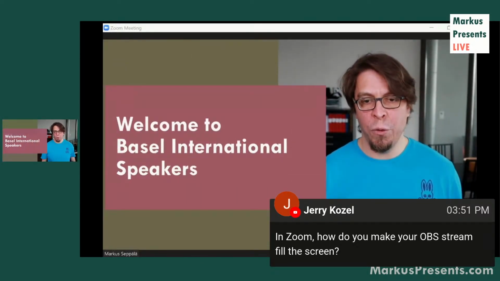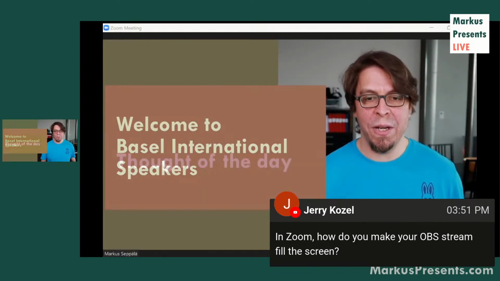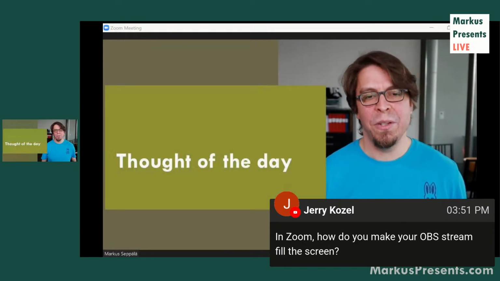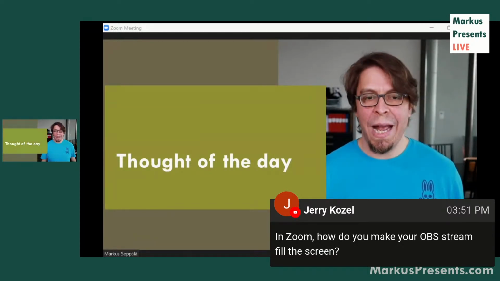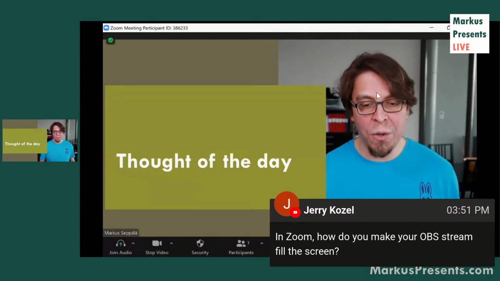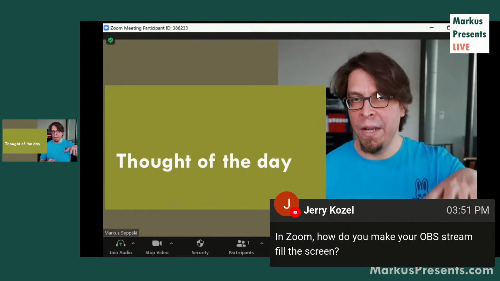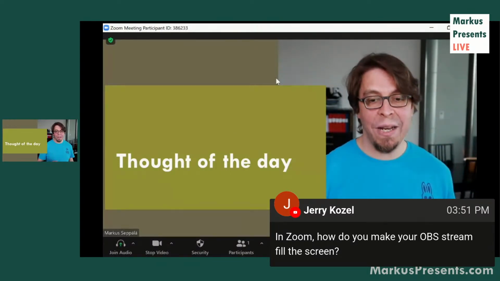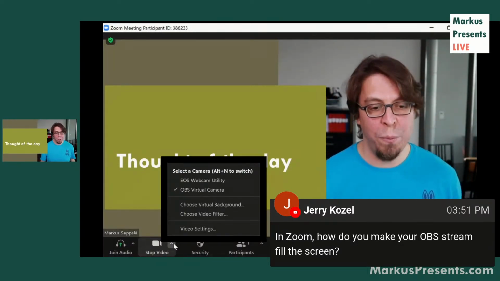And so the idea here is that if I make a change in OBS, let's say I change from this webcam-only view to this 50-50 view, as soon as I make that change in OBS, it's going to show up in Zoom, because I have activated the virtual camera in OBS, and then I have selected the virtual camera in Zoom as my input camera.